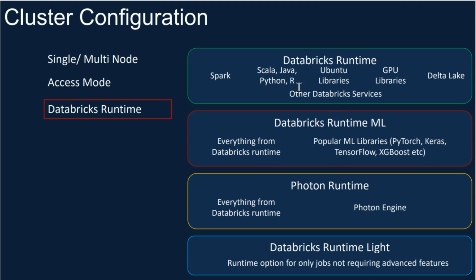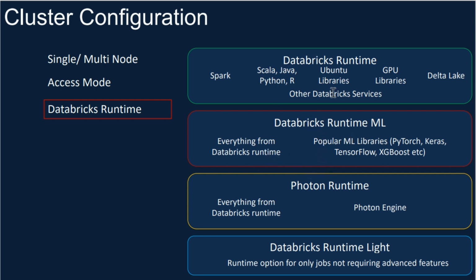The first one, Databricks Runtime, includes an optimized version of Apache Spark, the Spark libraries, Java, Scala, Python and R libraries, Ubuntu and its accompanying system libraries, and GPU libraries. It integrates with other components of the platform such as notebooks, jobs, and the cluster manager. Databricks Runtime ML includes all the libraries from the Databricks Runtime, plus popular machine learning libraries such as PyTorch.